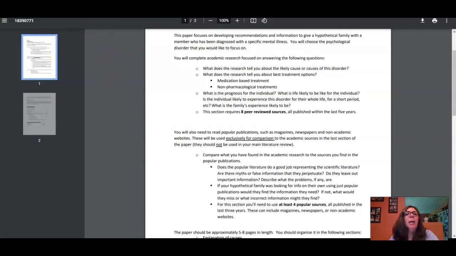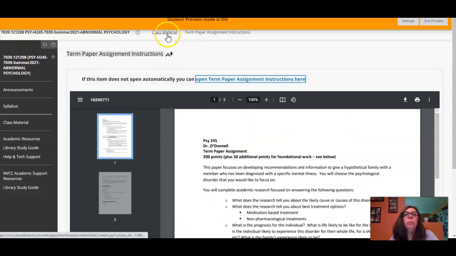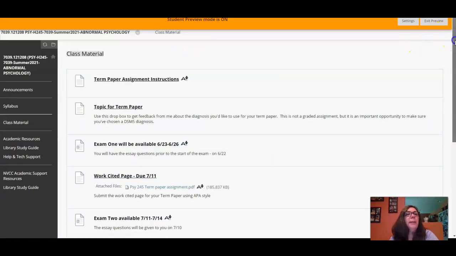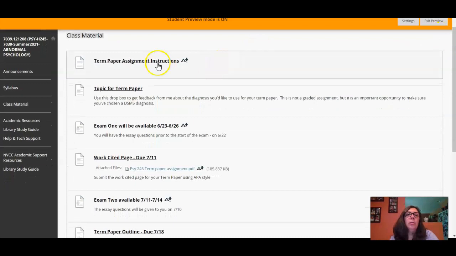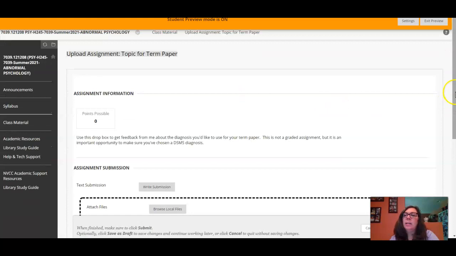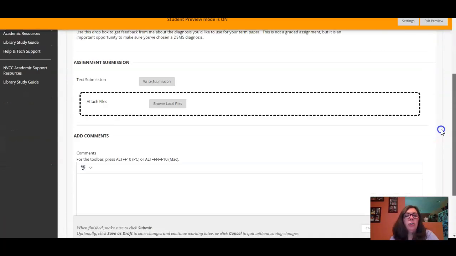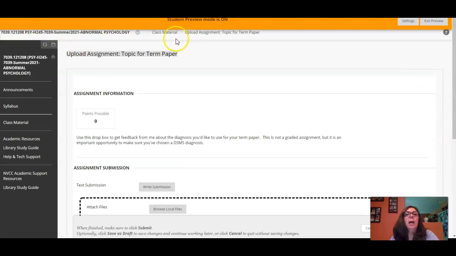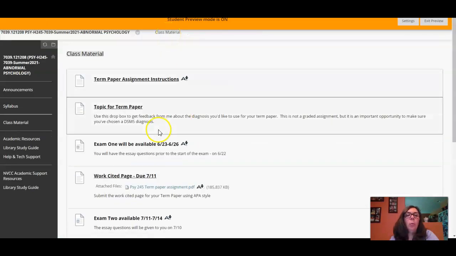So if we come back to the class materials page, that's the instructions we just looked at. And then you have this topic for the term paper. You need to submit to me a topic for the term paper. I'll add the due date to this because it's not showing here. I think we're going to have that due by 6/16, so the end of the second chapter, and I'll add that to that heading so you can see it.